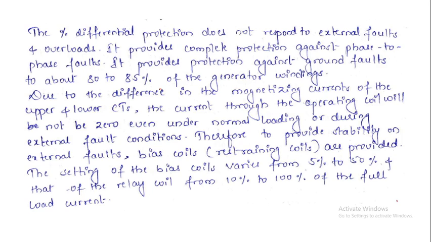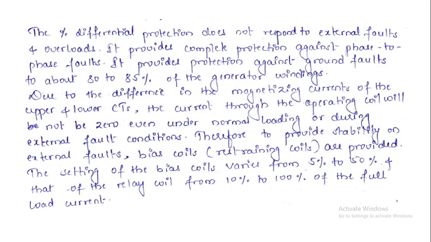So the percentage differential protection does not respond to external faults and overloads. It provides a complete protection against a phase-to-phase fault. It provides a protection against ground faults to about 80% to 85% of the generator windings. Due to the difference in the magnetizing currents of the upper and lower CTs, the current through the operating coil will not be zero even under normal loading or during external fault conditions.